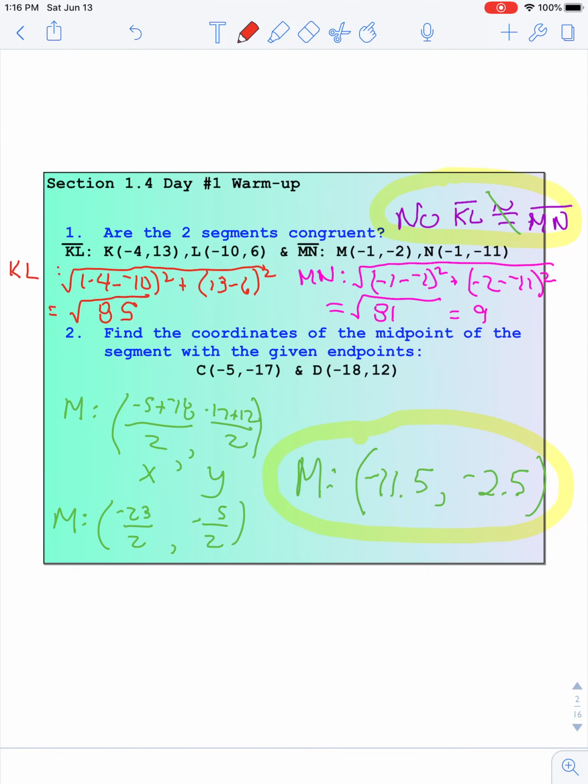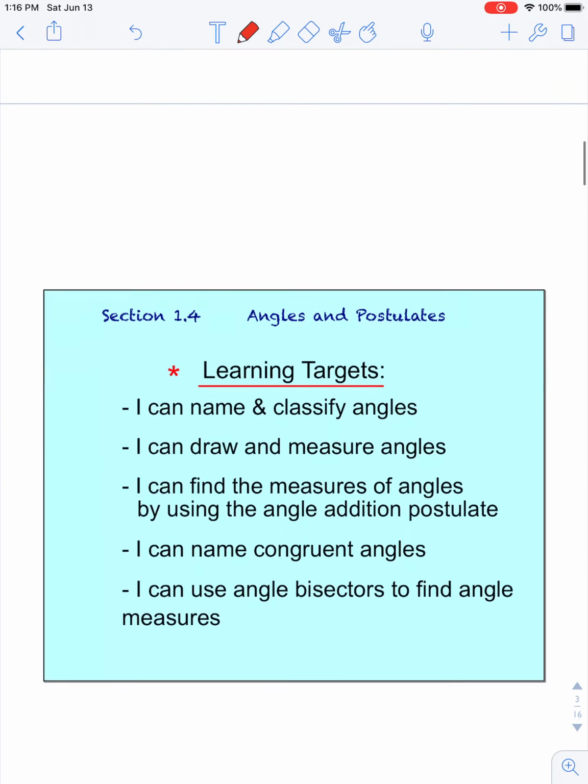So if you did the questions correctly, the two segments are not congruent because KL is the square root of 85 and MN is the square root of 81, which is equal to 9. So no, they are not congruent segments. If they were, they would have the same length, and those are not the same values. The midpoint, using the midpoint formula, we are taking the average of the x values for the x coordinate and the average of the y values to find the y coordinate, and you can see the midpoint is -11, -2.5 for that coordinate or ordered pair.